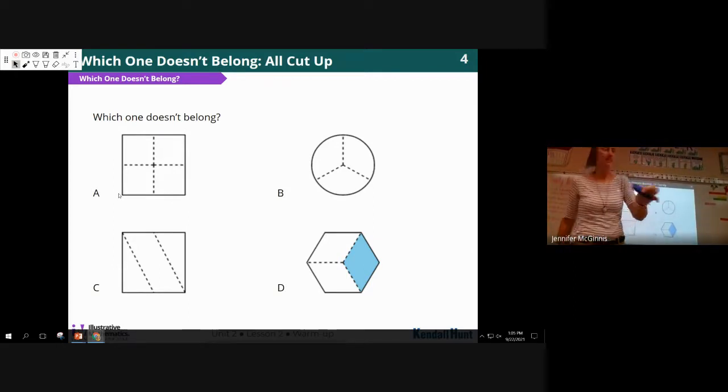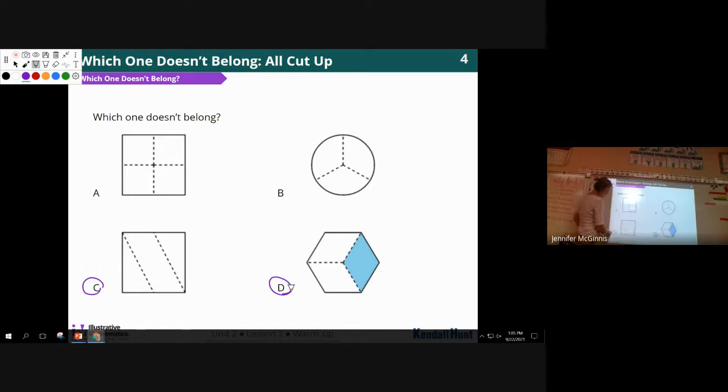Very nice. Table 1, what do you got? We said that what doesn't belong is C and D. C and D. Why does C not belong? Not equal parts. And why does D not belong? Since one is shaded and all the others aren't. D is the only one that's shaded, right?